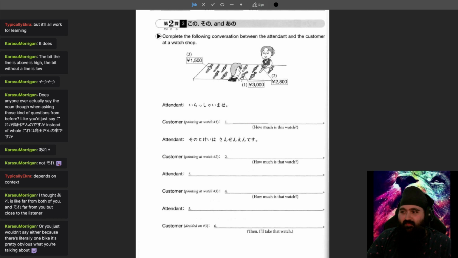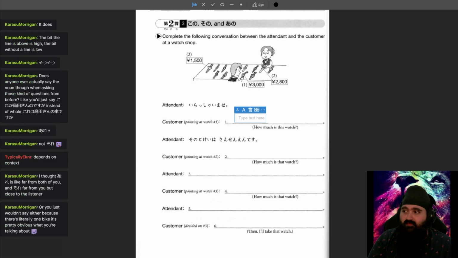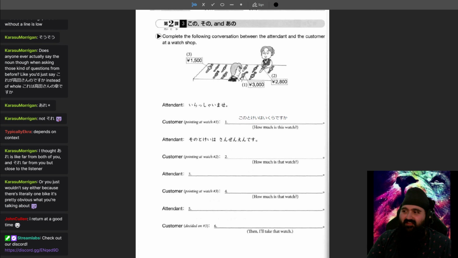So pointing at watch number 1. I guess it's this watch, right? It says number 1. How much is this watch? この時計はいくらですか? How much is this watch?